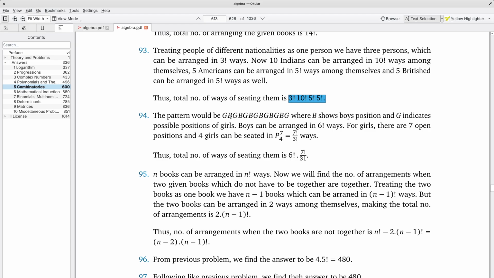The pattern would be: first we seat the 6 boys, which will make 7 positions. So 6 boys can be arranged in 6 factorial ways, and girls can be arranged in 7P4, that is 7 factorial by 3 factorial ways. The total number is 6 factorial multiplied by 7 factorial over 3 factorial.